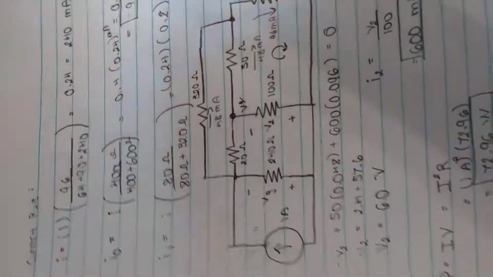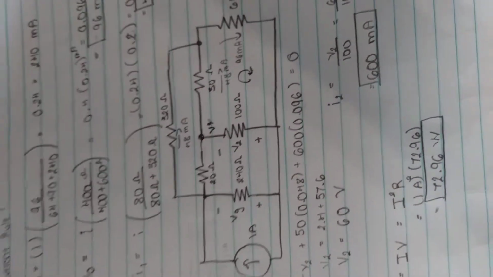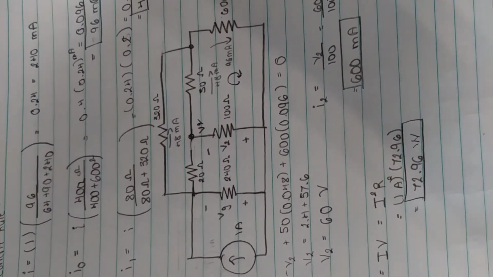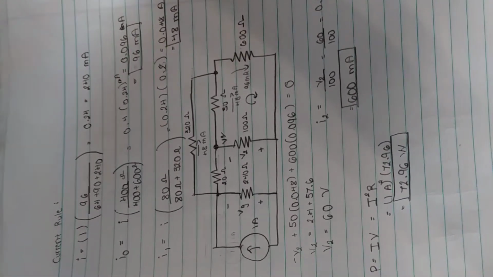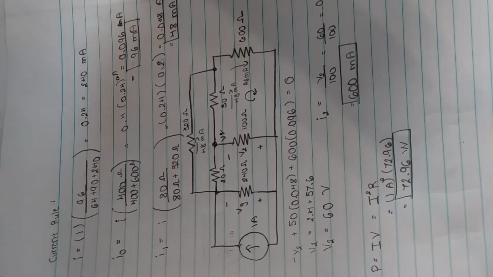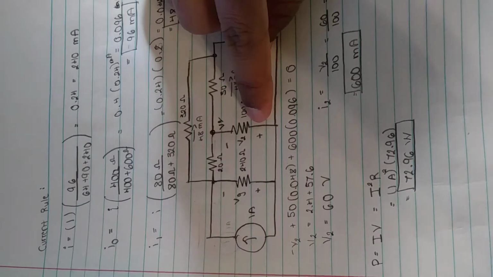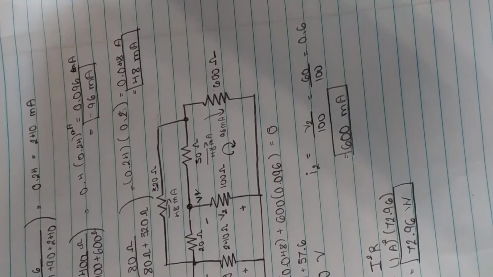Or the mesh current analysis, the voltage analysis in a sense. So you do 50 times the current we found through it, which is 0.048 or 48 milliamps, and 600 times 0.096 or 96 milliamps, the current we found through it. And you get that equal to V2. So V2 ends up being 60. So V2 across these two resistors has 60 volts going through them, and this resistor has 60 volts going through it. So I equals V over R. You use that logic, and you get I equals V2 over 100. So 60 over 100 equals 0.6, and that's 600 milliamps.